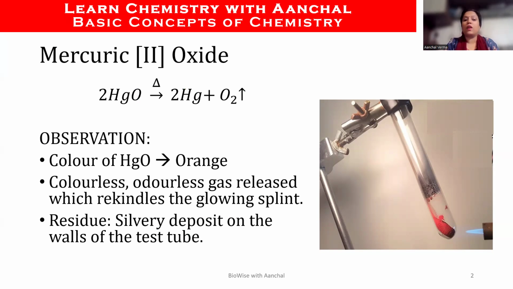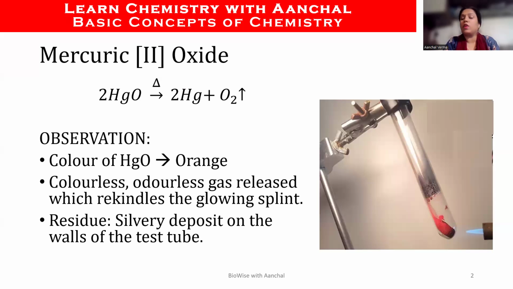Very good. Now, the color of mercuric oxide is orangish red, you can see it in the picture. The gas released is oxygen. I have already made a video on important gases, where with picture illustrations you have the complete observation of the gases. Here I have just mentioned that a colorless, odorless gas is released, which rekindles the glowing splint. This is the test for oxygen. There's one more test for oxygen, where alkaline pyrogallol solution turns brown.